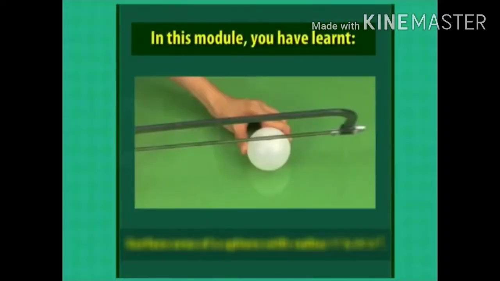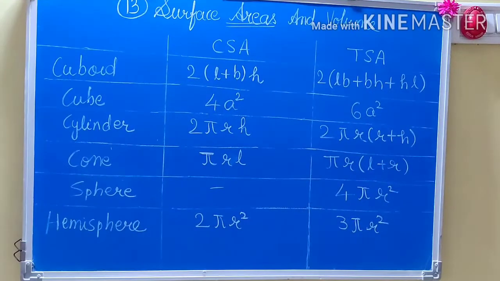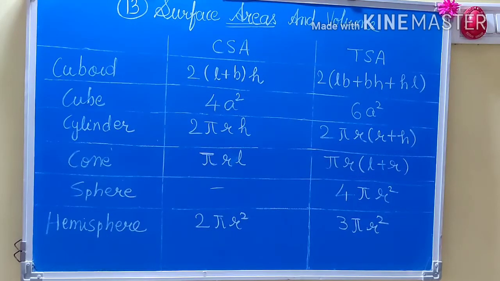In this module you have learnt that the surface area of a sphere with radius r is 4 pi r square. Given here are the CSA and TSA of all the solid shapes: cuboid, cube, cylinder, cone, sphere and hemisphere. Copy all these formulae in your notebook systematically. The CSA of a cuboid is 2 (L plus B) into H. TSA of a cuboid is 2 (LB plus BH plus HL). Then CSA of a cube is 4A square, whereas TSA of a cube is 6A square.